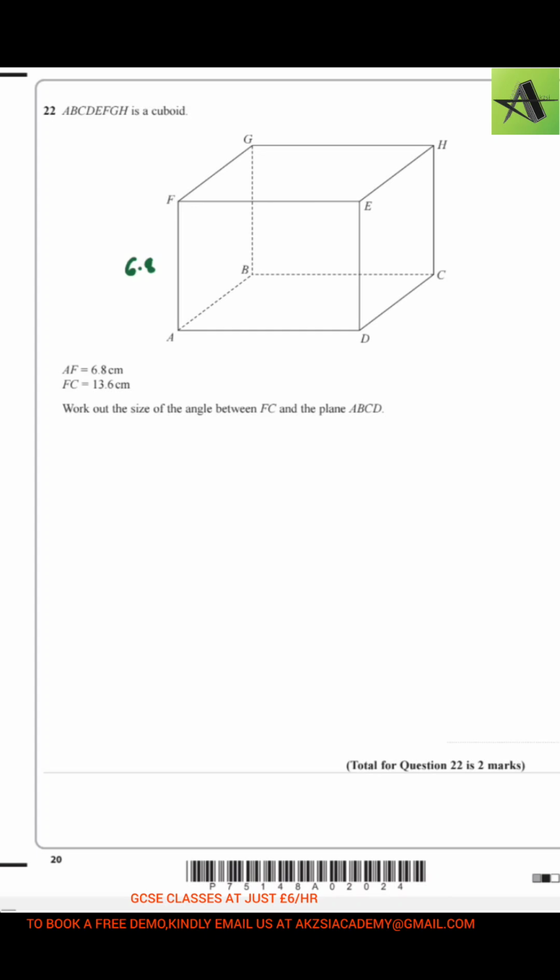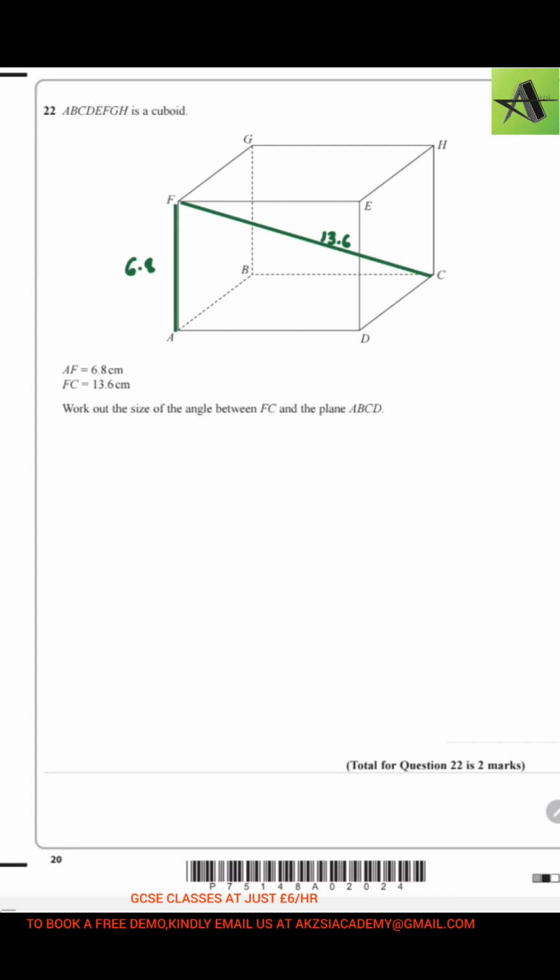So let me just draw the line FC joining them. This is FC and this FA. These two values are already given. Let me write down, this is 13.6. You have to work out the size of the angle FC and the plane ABCD. This is the whole plane ABCD. And that means this angle that it's making with this plane that they're asking.